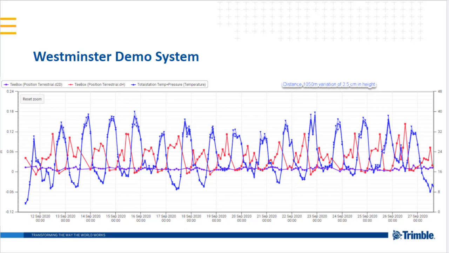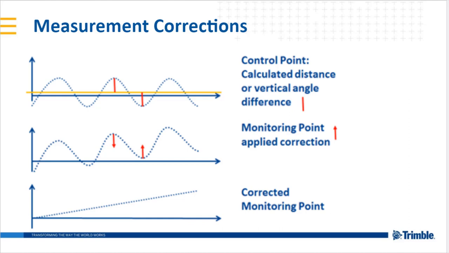Here you can see an analysis from our Westminster demo system. We have variations up to 30 degrees. And you can see that the red, the height component, is varying around 2.5 centimeters per day. To improve the results, T4D offers the so-called measurement corrections. In the measurement corrections, T4D uses the variations in the control point, which must be accurate and stable, and applies them to the monitoring targets.